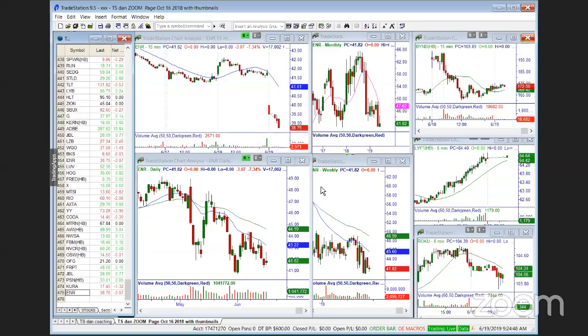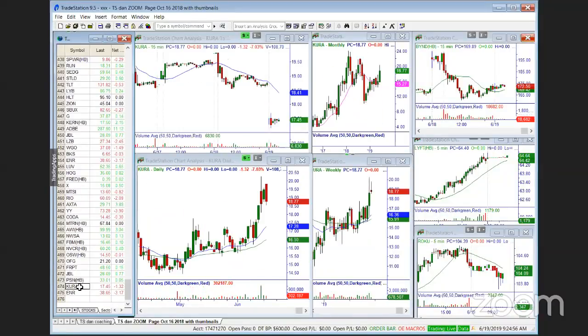ENR, nasty gap breakdown here. But it's kind of excessive and it's falling right now, but that's a definite short watch. Kura, 1745, bearish gap at the support.